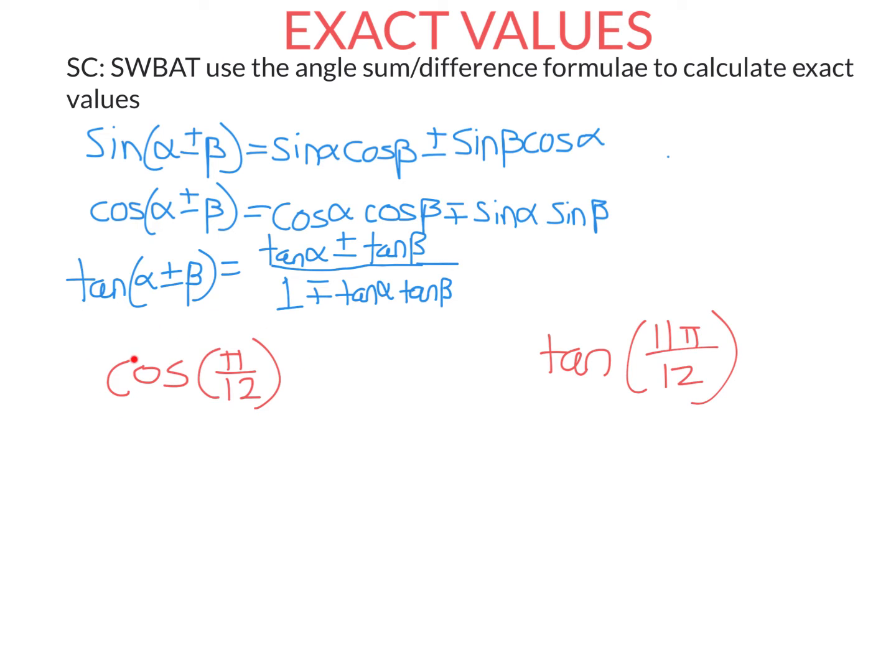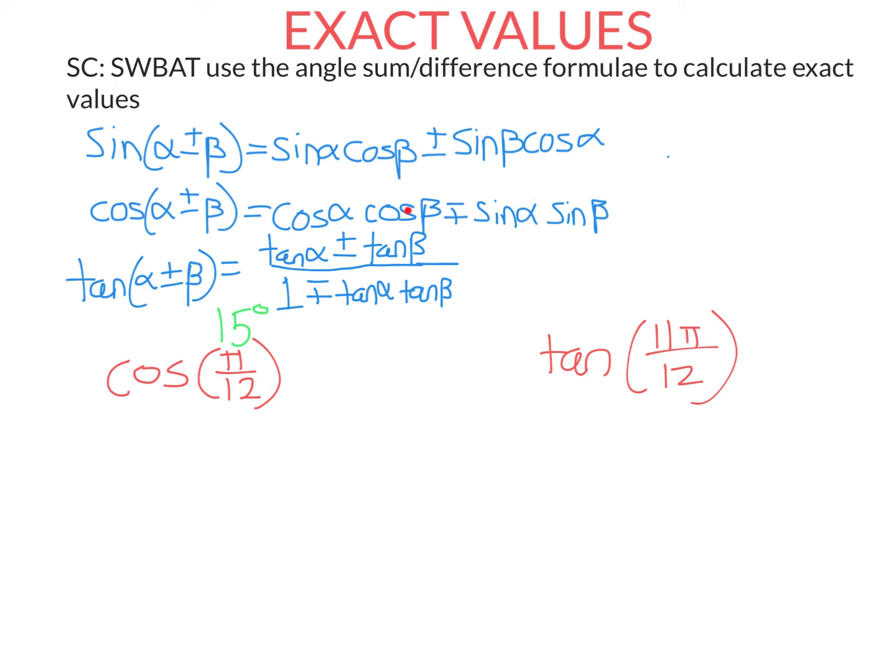So let's look at this example, cos pi on 12. Now the answer will just be a number, so it doesn't matter if we do our calculations in degrees. So pi on 12 radians is 15 degrees. Remember, you just multiply this by 180 over pi to change to degrees.